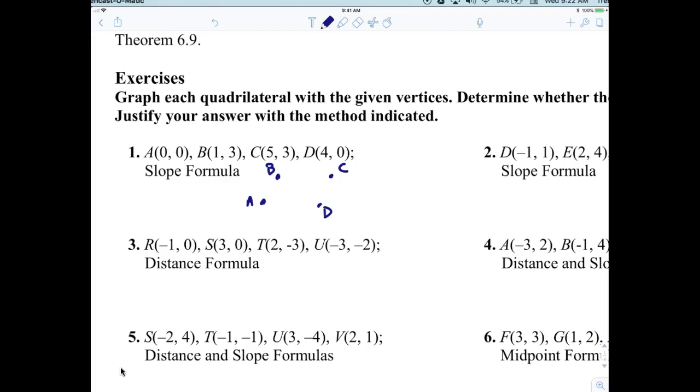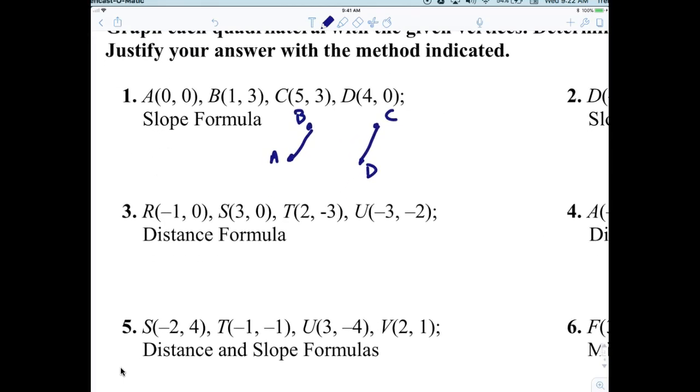All right. So now what are we checking? We're checking the slope of AB and the slope of CD. So let's check the slope of AB. At this stage of the game, I'm just expecting you to tell me what the slope is. It would be 3 minus 0 over 1 minus 0, so the slope is 3. Agreed? Slope formula, y2 minus y1 over x2 minus x1. Now I need the slope of CD: 3 minus 0 over 5 minus 4, 3 over 1 equals 3.